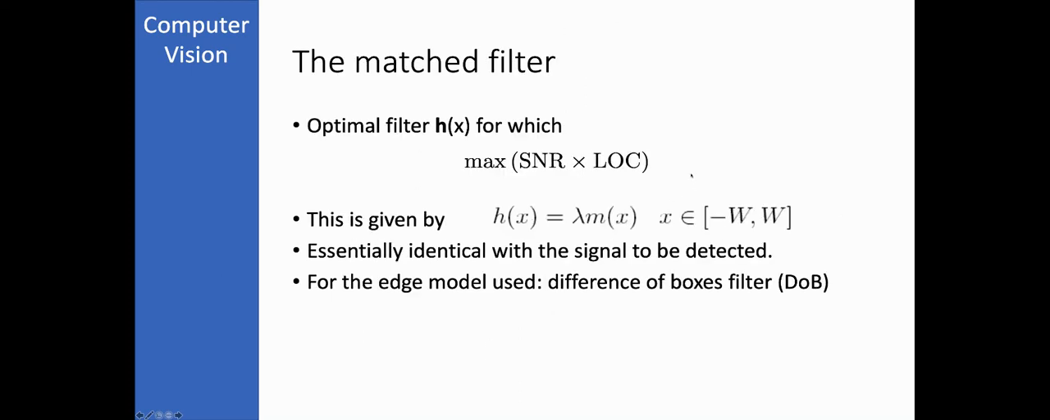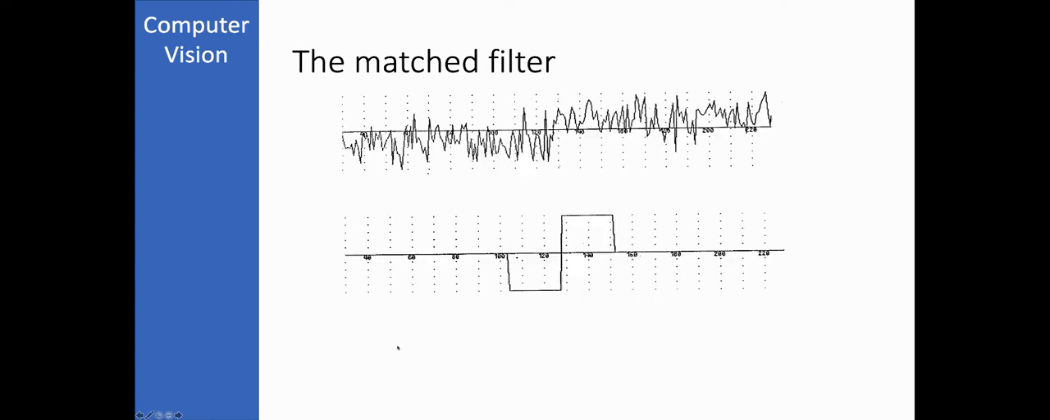And believe it or not, the maximum of this is actually given by the signal itself, by the edge profile. So my system should be proportional to the edge profile that I expect. So essentially, it's identical to the signal. And this is what's called the matched filter principle. You match the filter to the signal that you are trying to detect. For the edge model, this is given by differences of box filters.